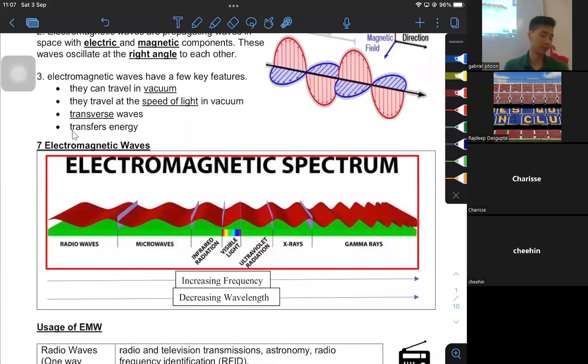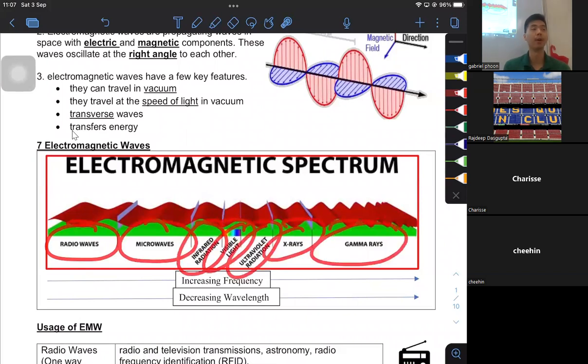Yeah. So, anyways, like I was mentioning, for electromagnetic waves, guys, there are 7 main waves that you must remember, being radio, micro, infrared, visible light, ultraviolet, X-ray, and gamma rays.